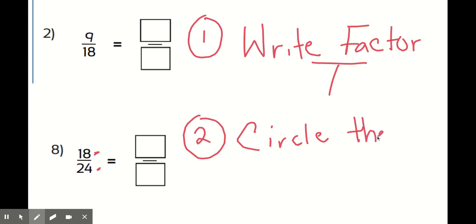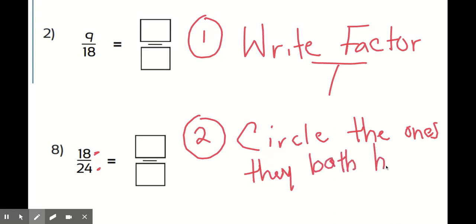Circle the ones they both have. And it's like multiplying fractions. You can't choose two different numbers to multiply by, and you can't choose two different numbers to divide by. They have to be the same number. And then you just divide by that number, and that's how you get your answer. Okay? But it's important to do your factor t first, find out what they can be divided by, and then circle the ones they have in common and choose the biggest one to divide by.